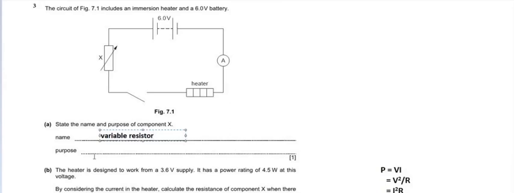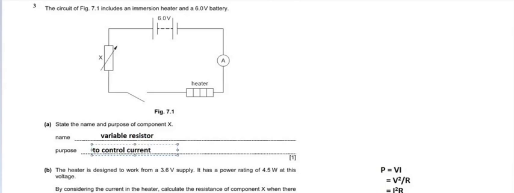Now, what is the use of this variable resistor? We had already seen in the potential divider or voltage divider that this is a variable resistance, which means we can change the value of the resistance, and if you change the value of the resistance, we can control the current flowing through the circuit. Okay, so we can say the purpose is to control the current.